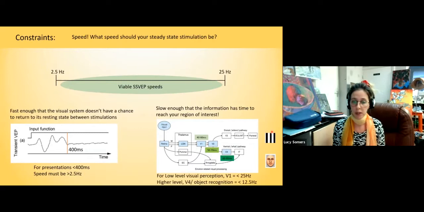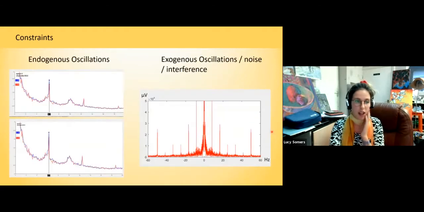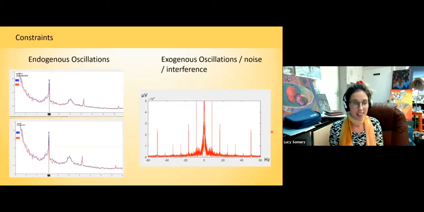So for low level perception, you want a stimulus that's slower than 25 hertz. But if you're interested in high level processes, it needs to be slower than 12.5 hertz. Now, one of the key exciting things about SSVEPs is the incredible signal-to-noise ratio you can get, but you do still have to be careful to avoid areas of noise in the system.